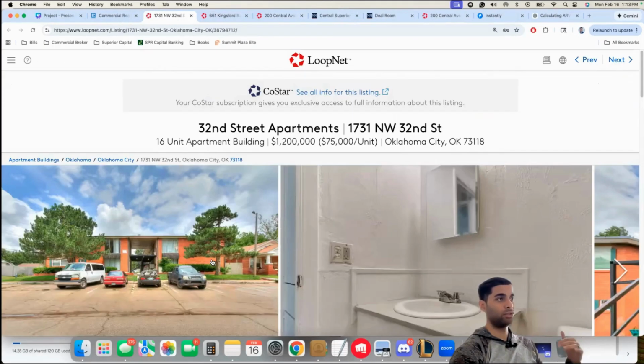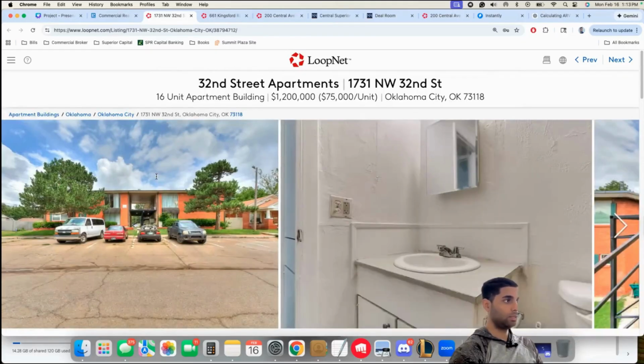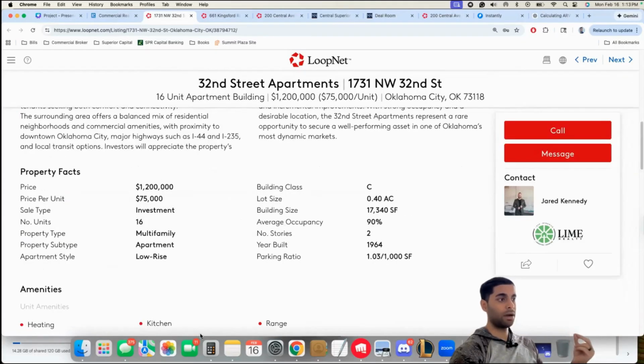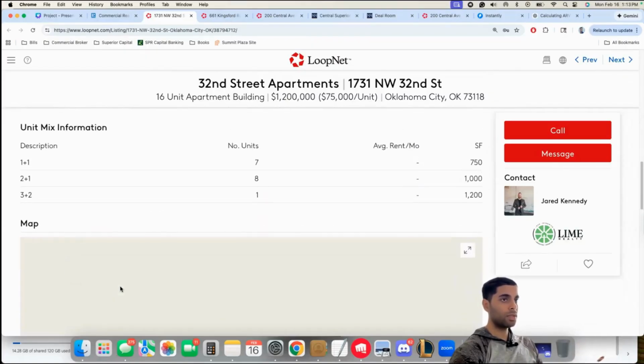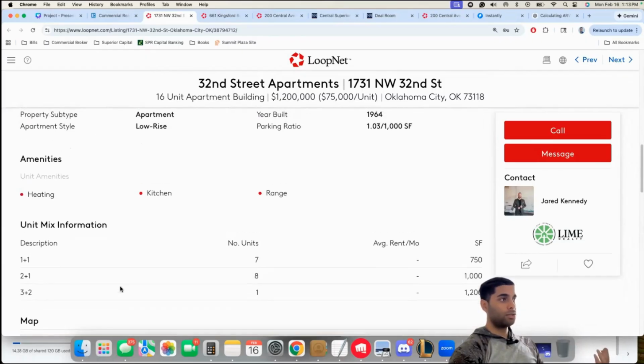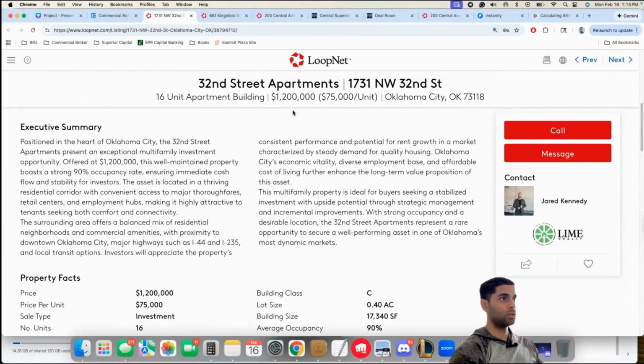Let's go over some more examples, just if this isn't clicking yet. This is Oklahoma City. This is 1.2 million, 16 units. So I'm going to try to very quickly figure out what is the after repair value. This is a little more complicated because we have some 1 bedrooms, some 2 bedrooms, and a 3-2. So I'm going to quickly do some homework and figure out what is the gross potential rent for something like this going to be. So let's figure out what the 1-1s and the 2-1s go for real quick.